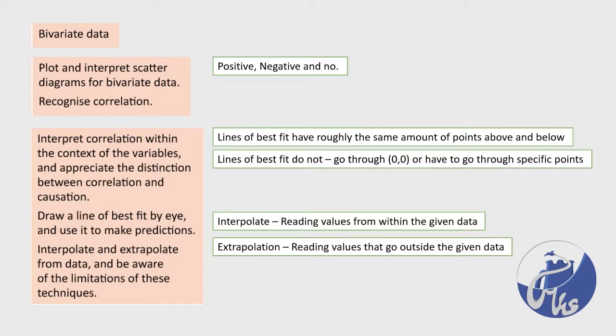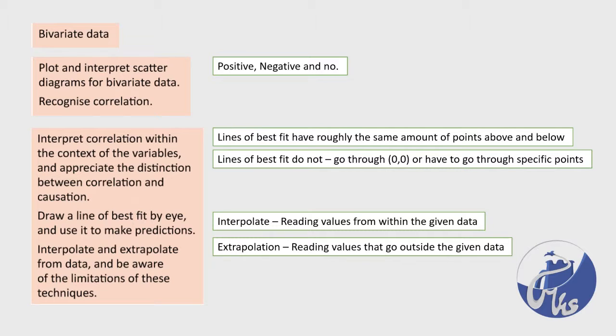The next bit, which is more complex, is the idea of interpolation and extrapolation. So when you've got a scatter diagram, you might get asked to read a value that wasn't in the original table, so you don't have an exact value, and you will have to go up or across to your line of best fit and then read across or down to your other axis.